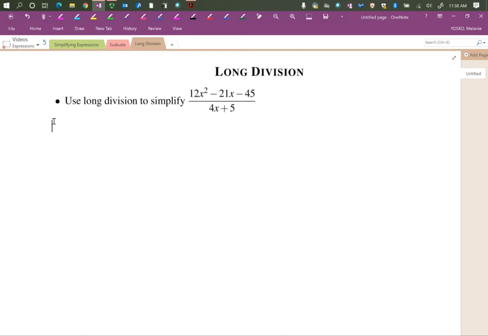Long division. Use long division to simplify the expression 12x squared minus 21x minus 45 divided by the expression 4x plus 5. So before we start doing this with expressions, let's just take a step backward and review how you do long division with numbers.